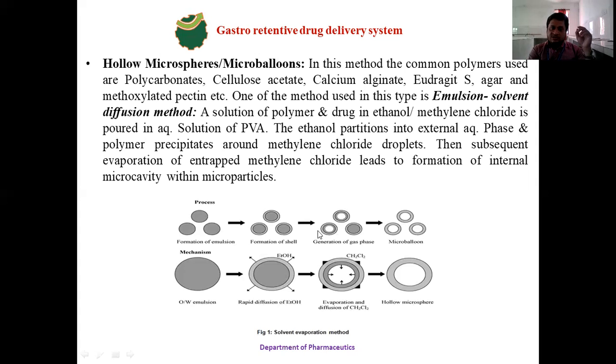So you can see in the first diagram the formation of an emulsion, and you can see the formation of the shell. The shell means the polymer.